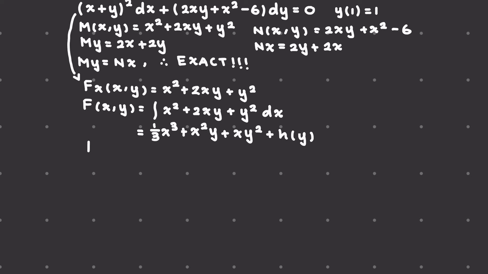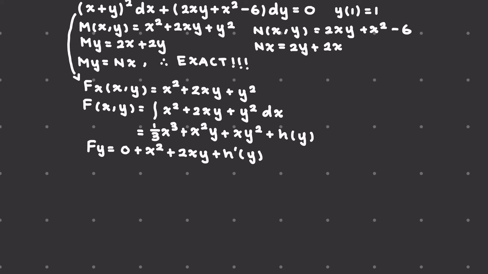And so let's take the partial derivative of what we've got here with respect to y. And so this is 0, this is x squared, this is 2xy, and h of y will become h prime of y.